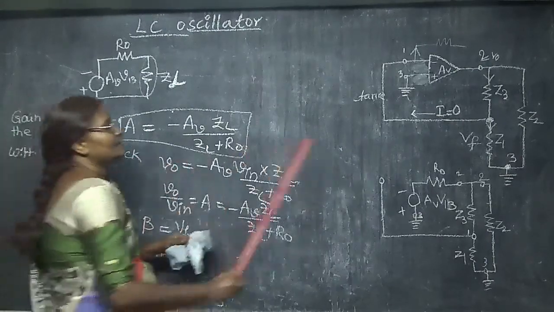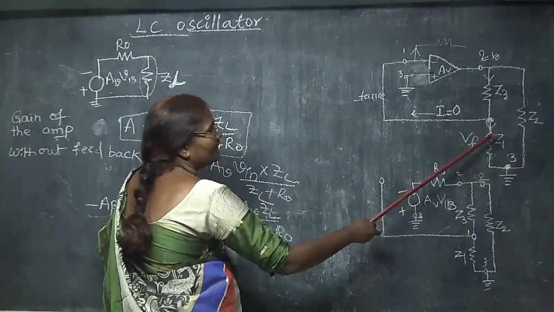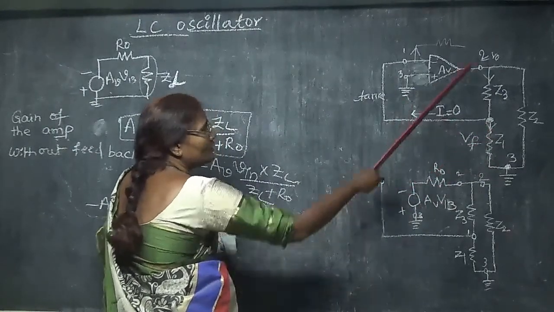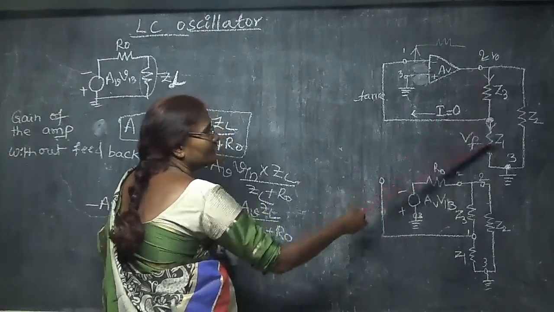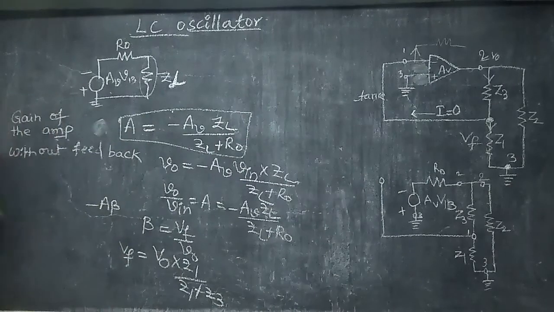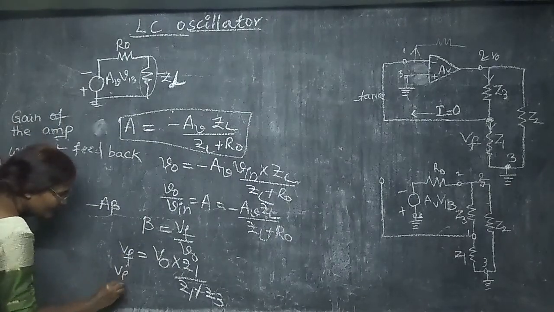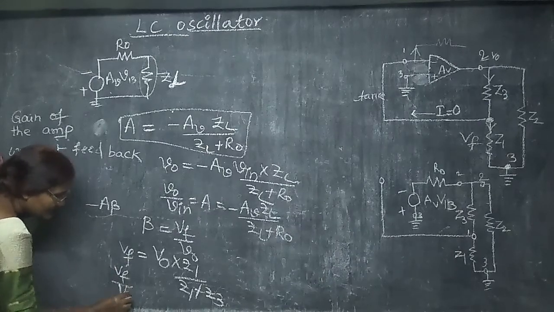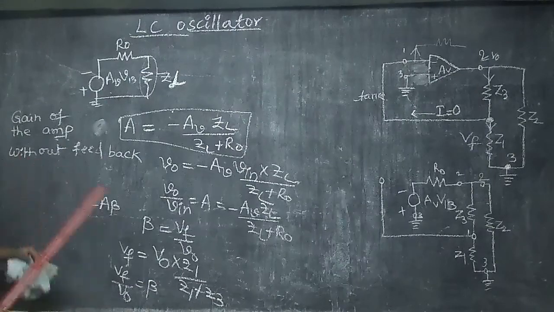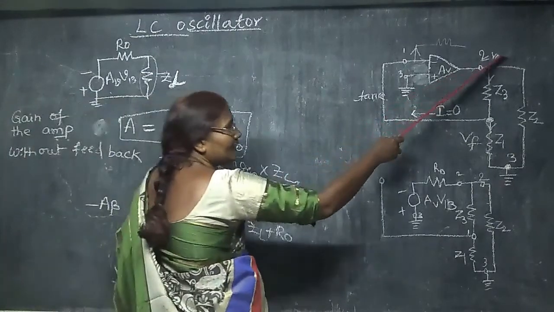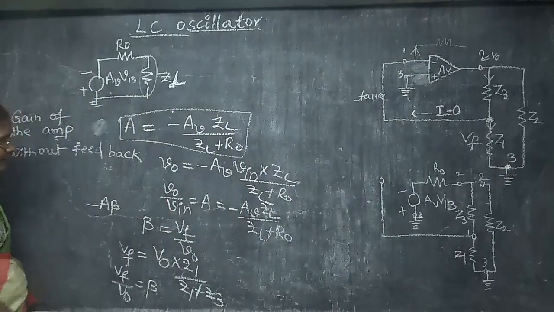Because these two are in series, the drop across this will be given by the total voltage times the impedance of this branch divided by the total impedance, by the voltage division law. So VF by V0 is going to be beta. Here we have to consider one thing: we are not taking V0 but we are taking minus V0.